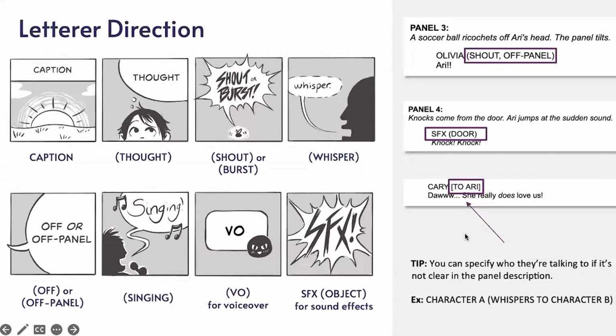You can see a couple more, which I've illustrated on the left. Captions are usually telling you what the setting is, so maybe the time period, time of day, meanwhile, all those things are generally in a caption. Thought, which usually has a thought bubble; shout, or some people might use burst instead of shout. You can do whisper, off panel, as I mentioned, singing, so you might have musical notes, VO, which is voiceover.